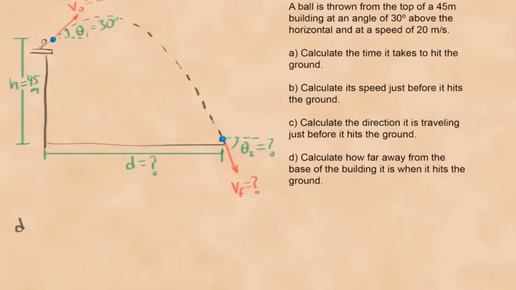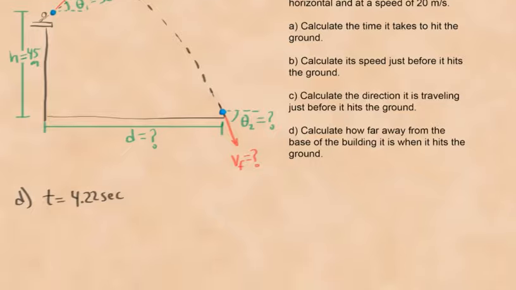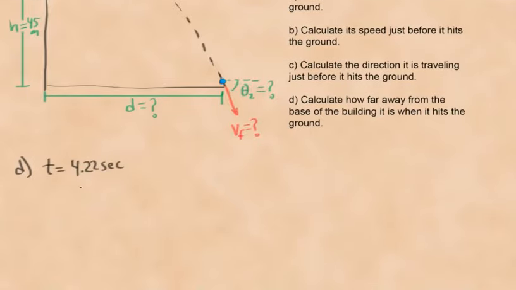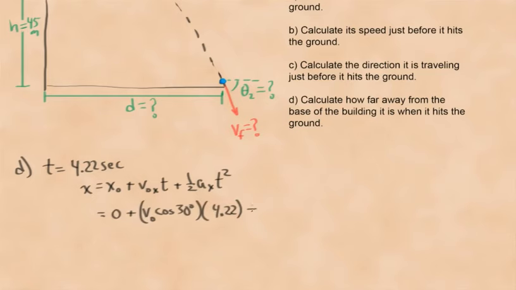Now part D, calculate how far away from the base of the building it is when it hits the ground. Now that we know the time that it takes to hit the ground, we can calculate how far away it is. That's it. Distance is 73.1 meters from the base of the building.